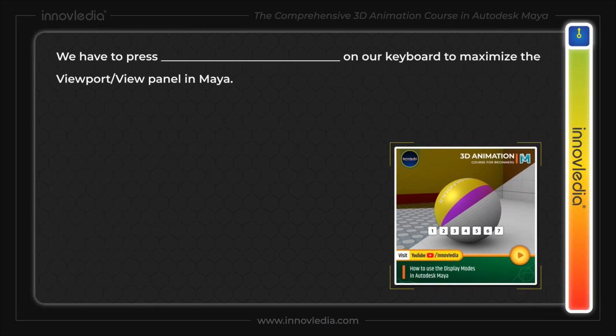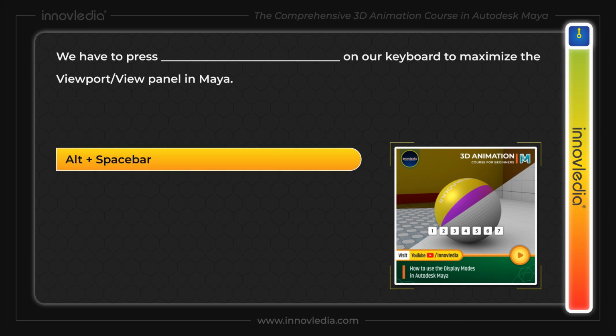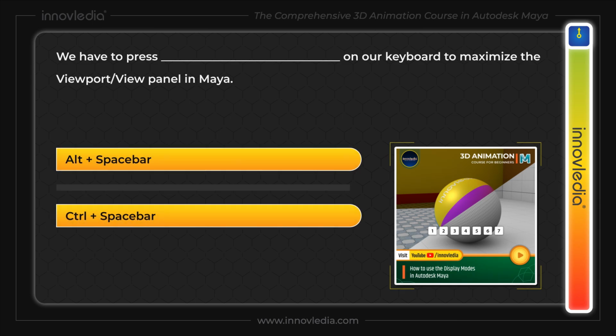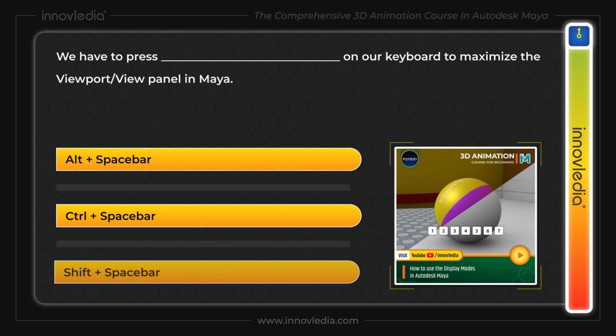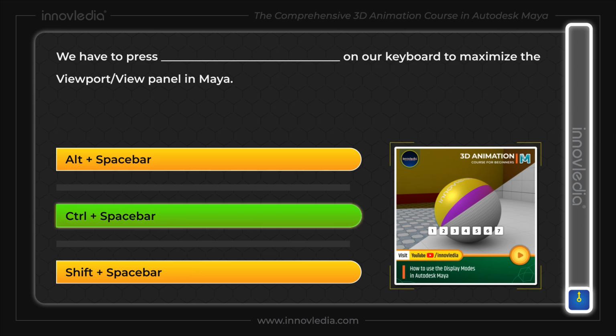We have to press dash on our keyboard to maximize the viewport or view panel in Maya. The options are Alt plus space bar, Control plus space bar, Shift plus space bar. Your time starts now. And the correct answer is Control plus space bar.